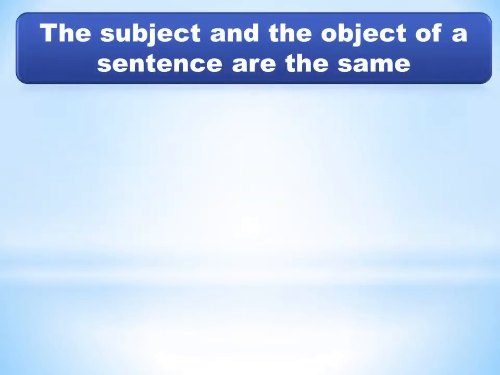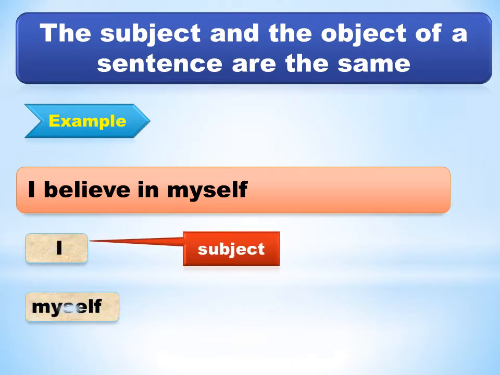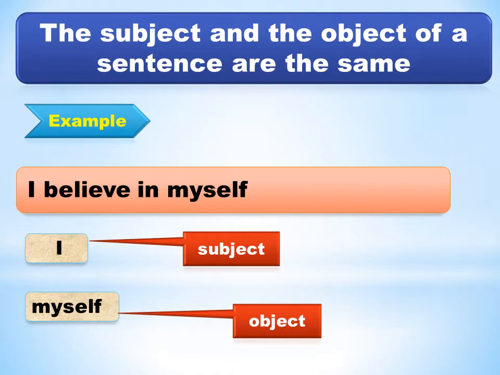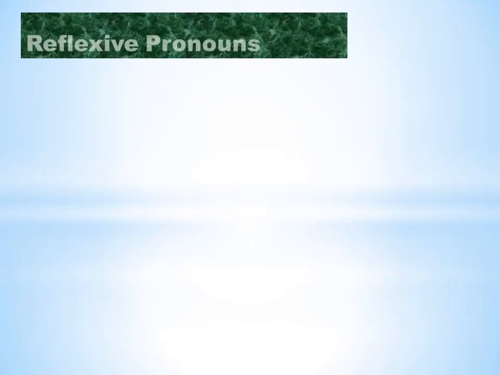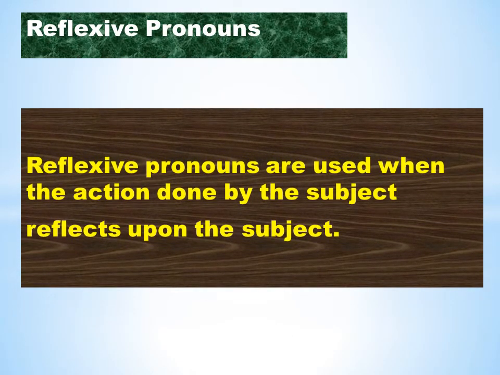Now, let's look into an example where the subject and the object of a sentence are the same. For example, I believe in myself. Here, I is the subject and myself is the object. The subject and the object of a sentence are the same. We need to note that reflexive pronouns are used when the action done by the subject reflects upon the subject.